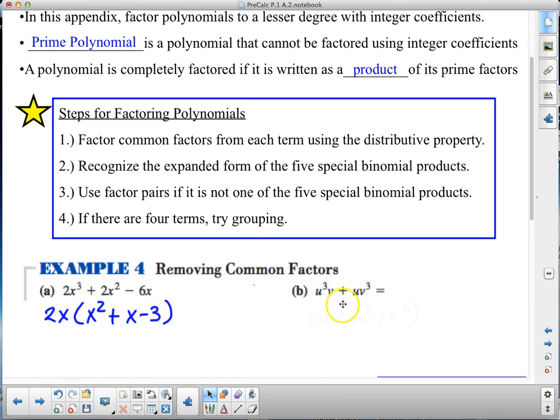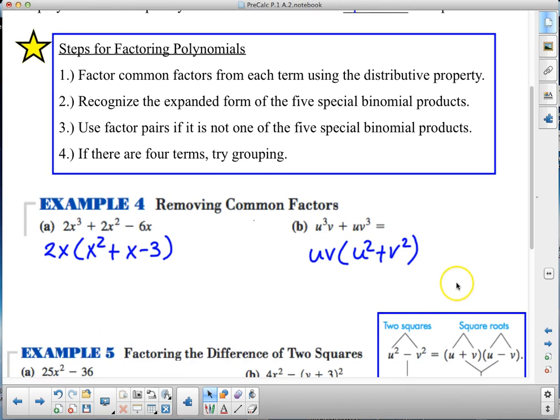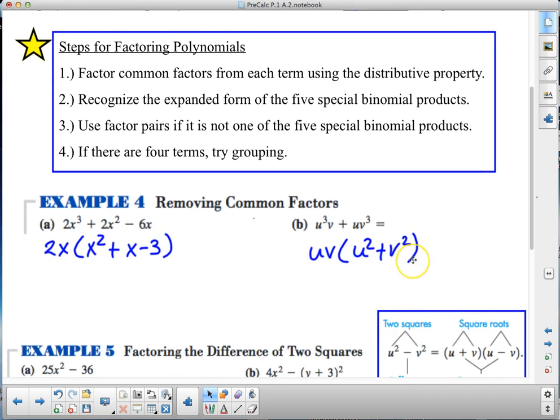Here, I've got u cubed v and u v cubed. Well, there's a u and a v on each of them, so I'm going to pull them out. And I'm going to end up with that as my factors. So I've just removed the common factors.